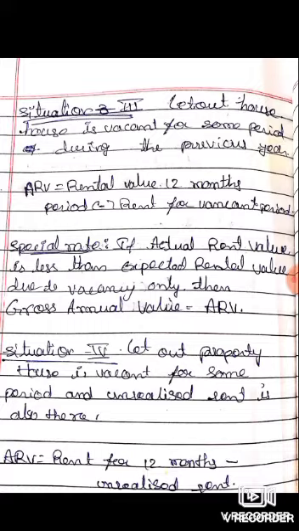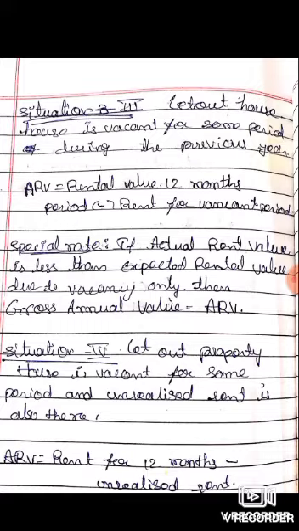Here we have some important information about actual rental value. If actual rental value is less than expected rental value due to vacancy, only then gross annual value equals ARV. So if the actual rental value is less than the expected rental value, then gross annual value becomes actual rental value. So this is situation 3.